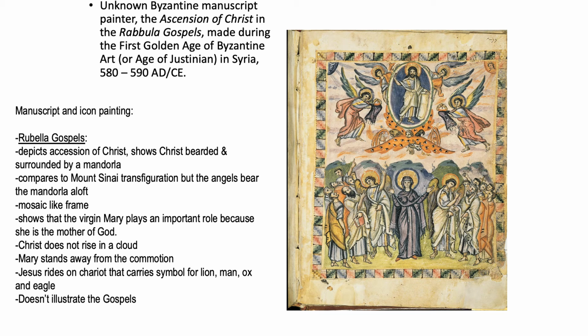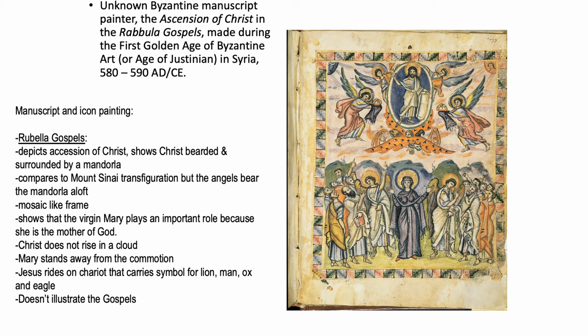This separation of earth and heaven is going to be a new focus that we have coming up in the second golden age of Byzantine. We get that Roman love of bordering there. You see the pattern that goes all the way around the manuscript illumination.